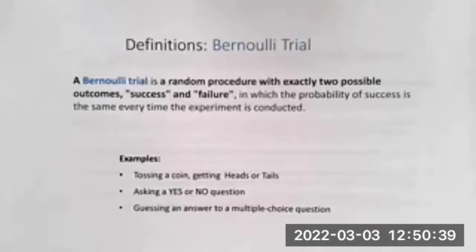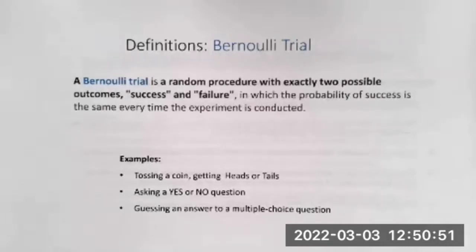The next example is guessing an answer to a multiple choice question. If we're guessing, meaning we don't have any information and we're purely selecting any answer out of the four possible choices, then the outcomes are success if we guess it right, and failure if we don't guess it right.